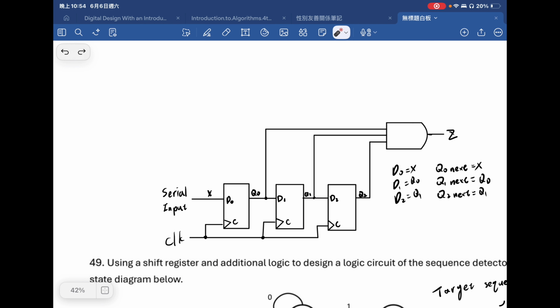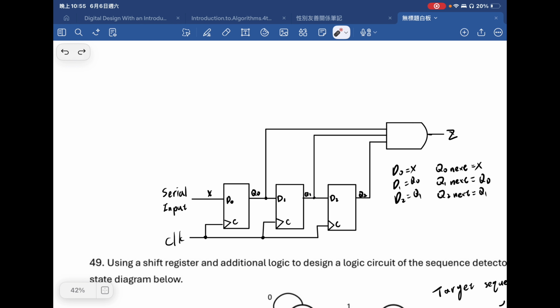Therefore, after each clock edge, Q0 stores the newest input bit, Q1 stores the input bit from 1 clock cycle ago, and Q2 stores the input bit from 2 clock cycles ago. So the 3 outputs, Q2, Q1, and Q0, represent the most recent 3 input bits.